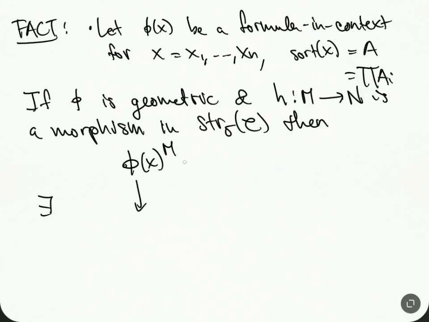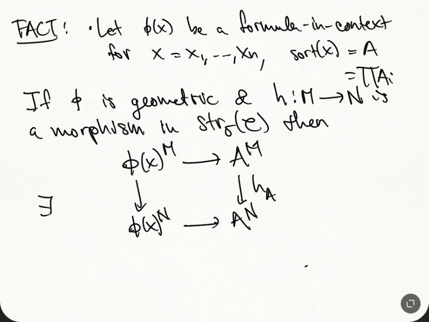So we can interpret this in M. It's a subobject of A to the M. Then there's this h of A, the functor that's induced by the morphism of structures to N. And we have this phi of x to the N.